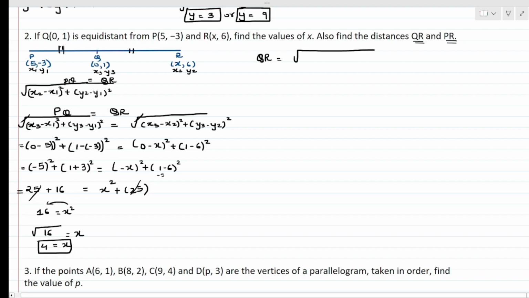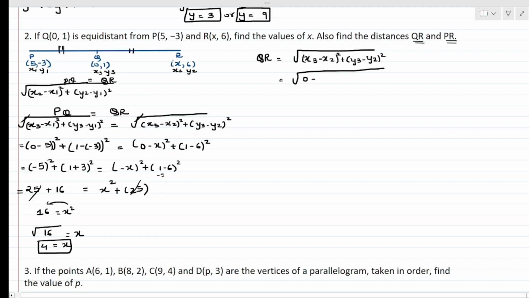What will be the formula for QR? It will be x3 minus x2 the whole square plus y3 minus y2 the whole square. Now, substitute the values. What is my x3? My x3 is 0 minus.